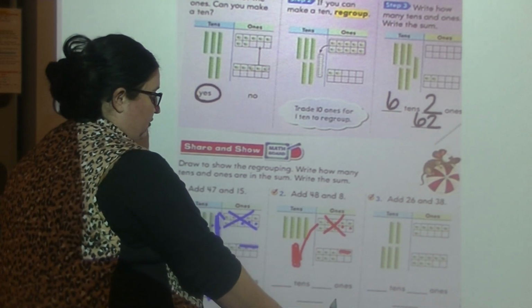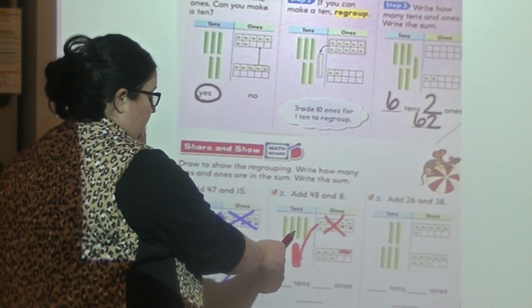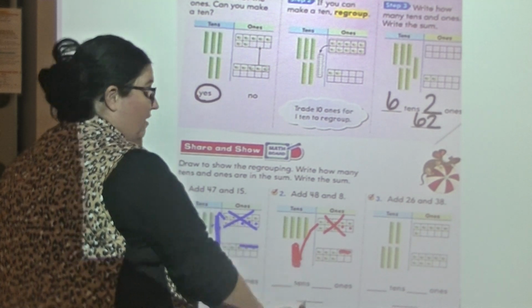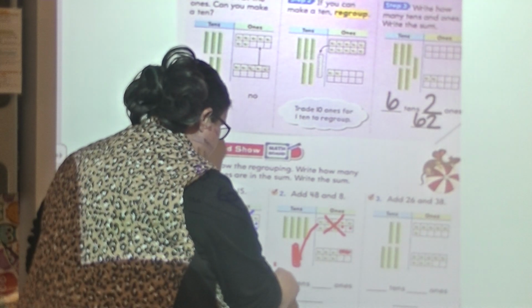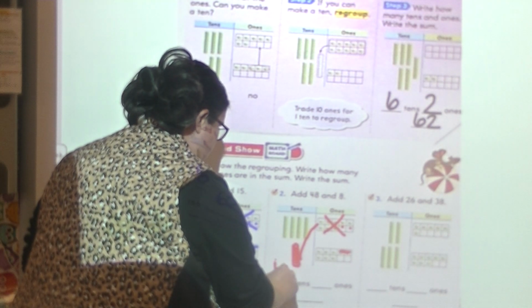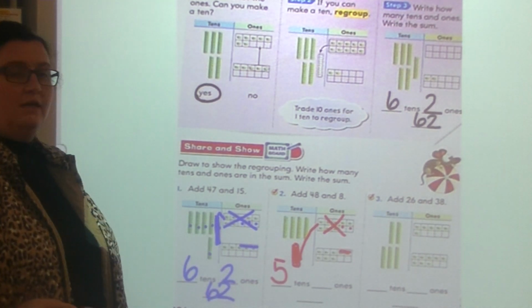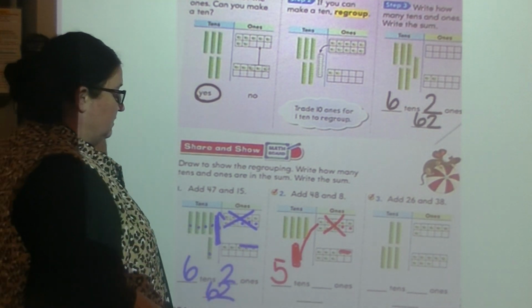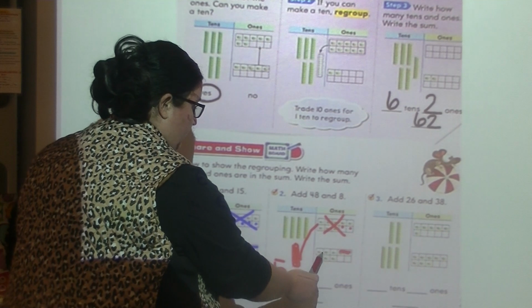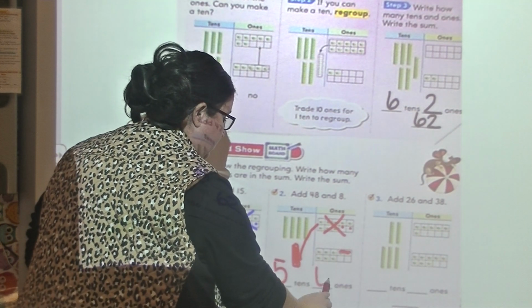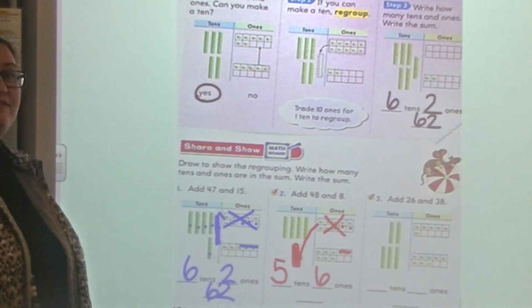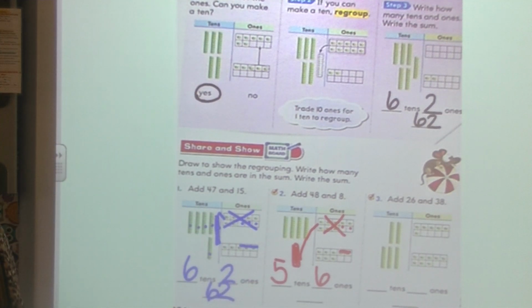Let's count how many groups of 10. 1, 2, 3, 4, 5 groups of 10. And how many ones? 1, 2, 3, 4, 5, 6. So 5 tens and 6 ones is 56.